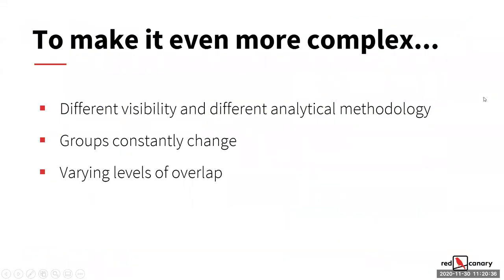Make it a little more complex, right? So different visibility. So I said there are different ways to cluster things as well, right? Maybe one team uses activity groups with the diamond model. Another team has their own methodology, which is totally fine. And so that makes it a little more complex, right? You can't say it's a one-for-one overlap if you have different visibility and different methodology.